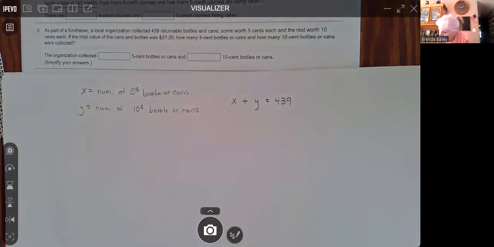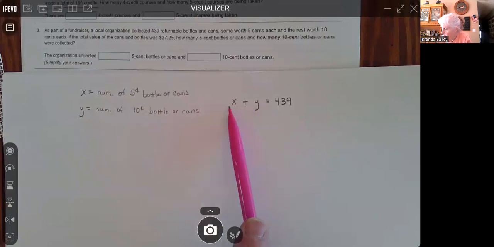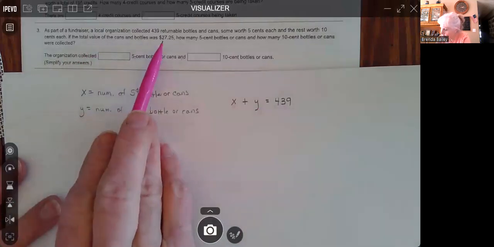Now let's look for another one. If the total value of the cans and bottles was $27.25, so we've got a value equation. Sometimes I call it an amount equation, but I probably shouldn't because it kind of goes with this right here. It has to do with the amount of money, but we'll call it a value. We'll stay consistent with what they have here.